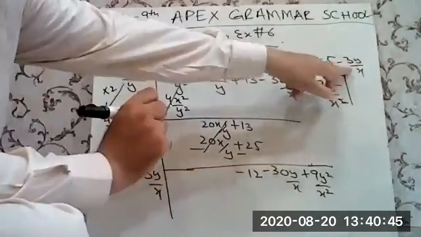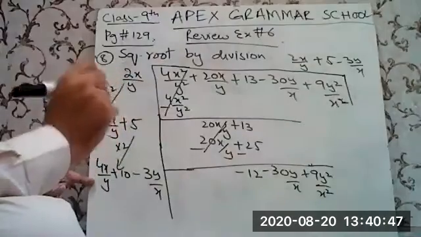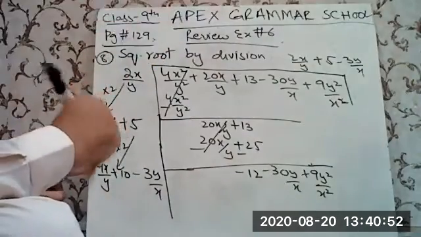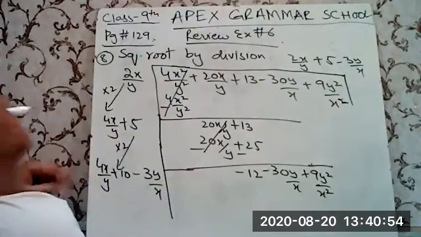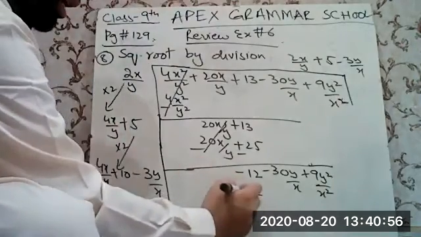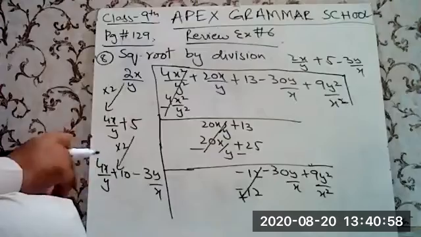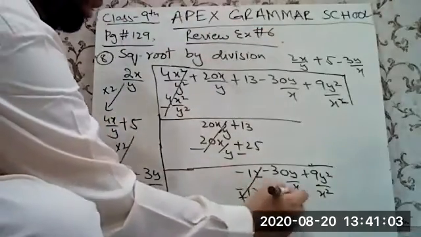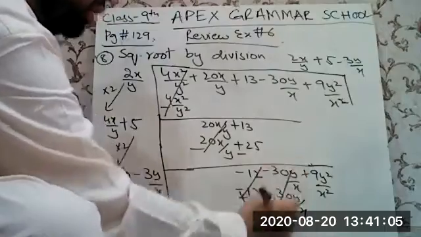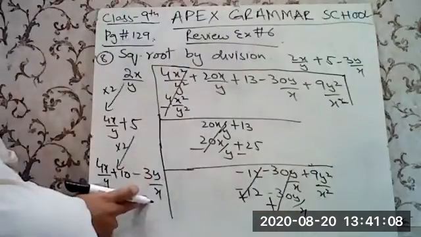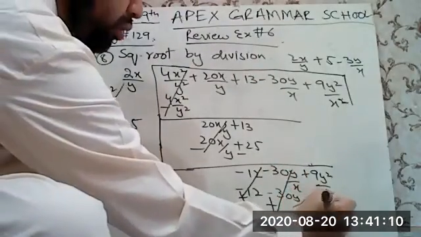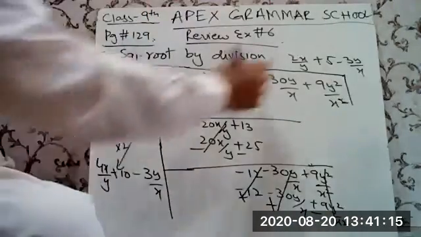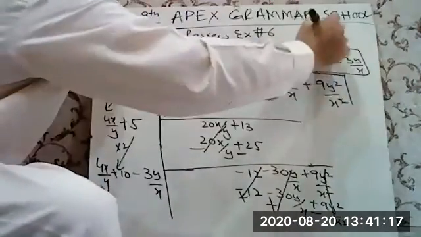Minus 3y over x multiplied by this 4x over y, y will cancel that y, x will cancel that x. So minus 3 multiplied by 4 makes minus 12. Minus 12 will be here, change the sign, cancel them. After that, minus 3y by x multiplied by plus 10 makes minus 30y over x. Change the sign, cancel them. Minus 3y by x and minus 3y by x makes plus 9y square over x square. Change the sign, cancel them. So, it is the answer.